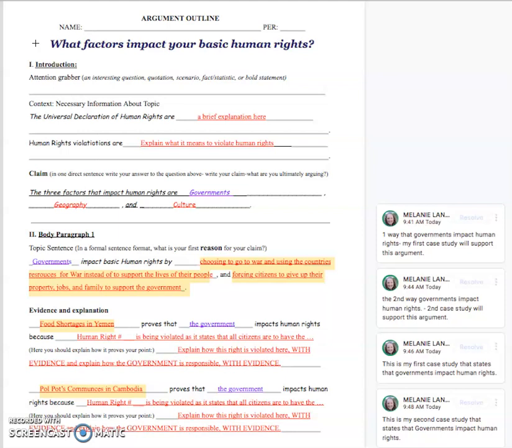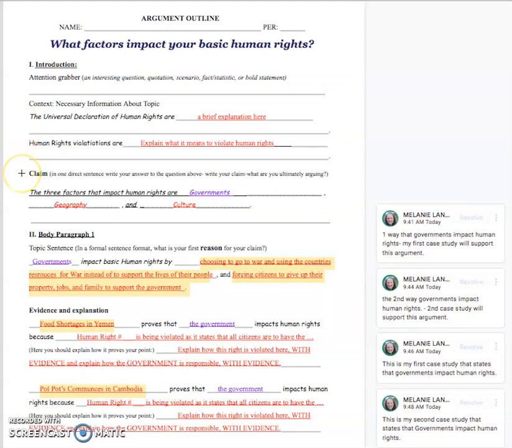I'm not going to spend a lot of time in this top chunk where it talks about the introduction. In English, you might talk to Mrs. House about how to grab your reader's attention and providing context or background information. You can see that right here. This is where you put your brief explanation. Here's where you explain what human rights violations are.